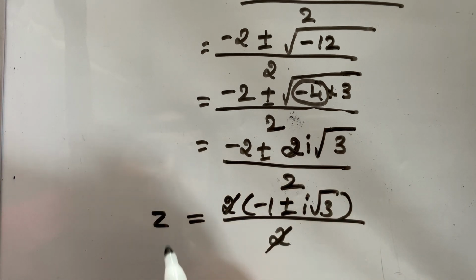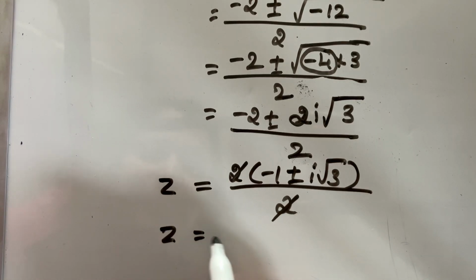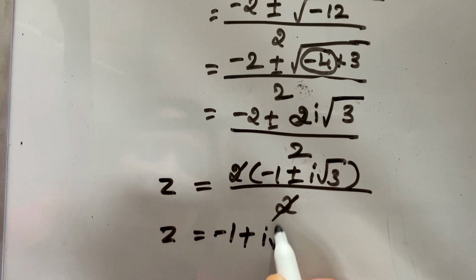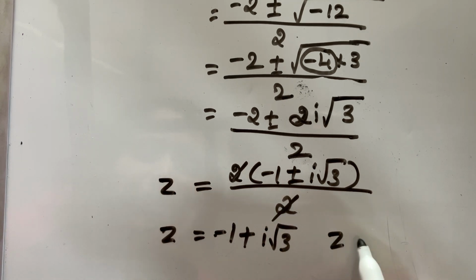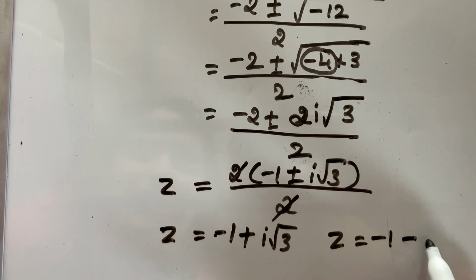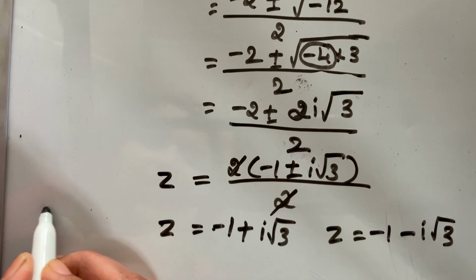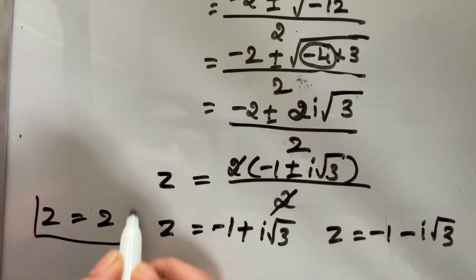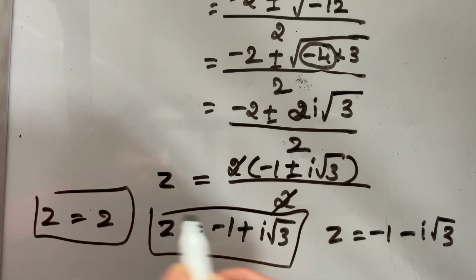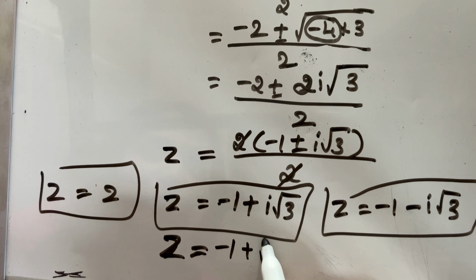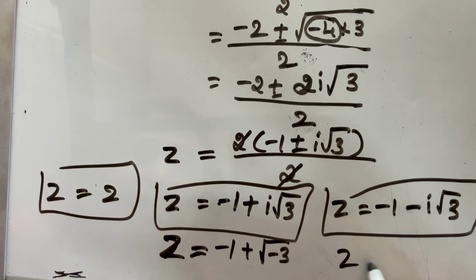So z is equal to, one value is negative 1 plus i root 3, and also z is equal to negative 1 minus i root 3. And one more value is z is equal to 2. We already found this out. If you don't want to use this imaginary number i, you can also write it as minus 1 plus square root of negative 3, minus 1 minus square root of negative 3.